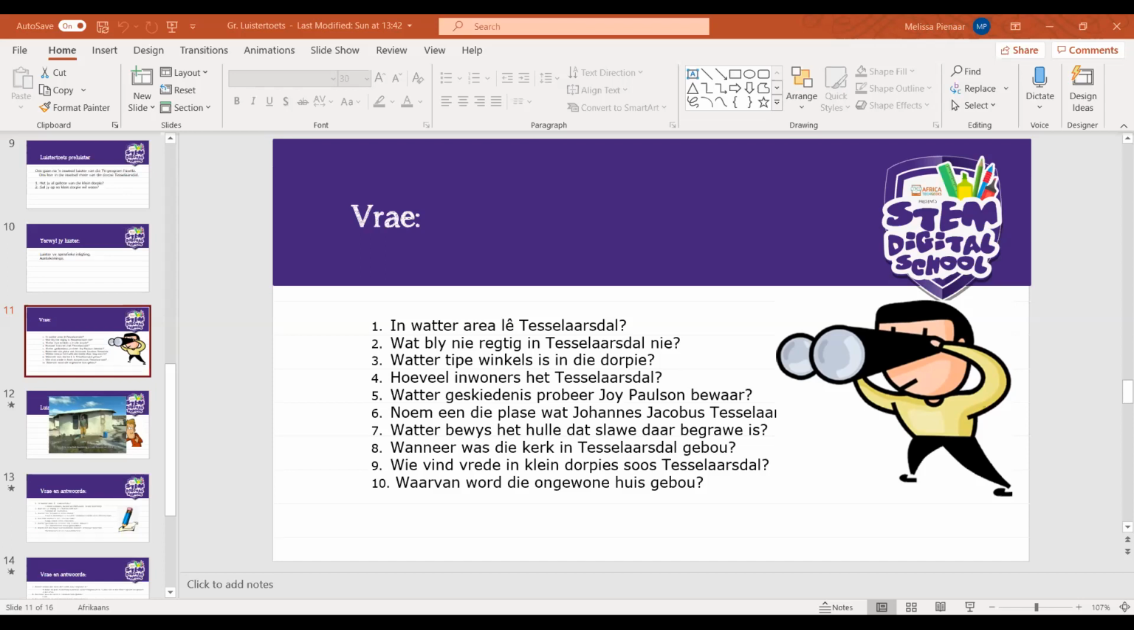Strooiklei reguleer temperatuur goed. Dit beteken die huis is warm in die winter en koel in die somer. Strooiklei is vuurvas, goedkoop, ekologies vriendelik en reeds in prehistoriese tye gebruik vir konstruksiewerk.